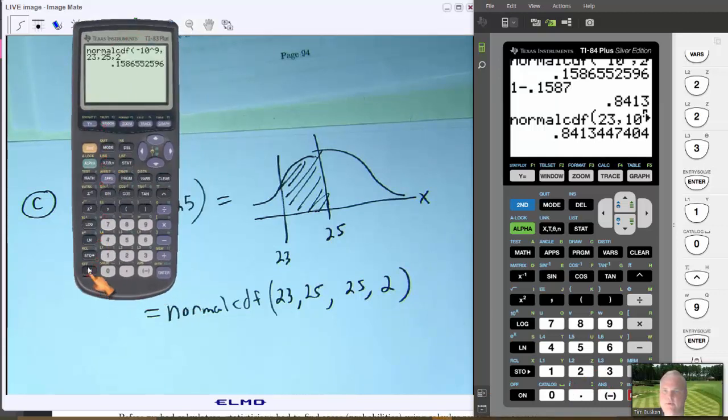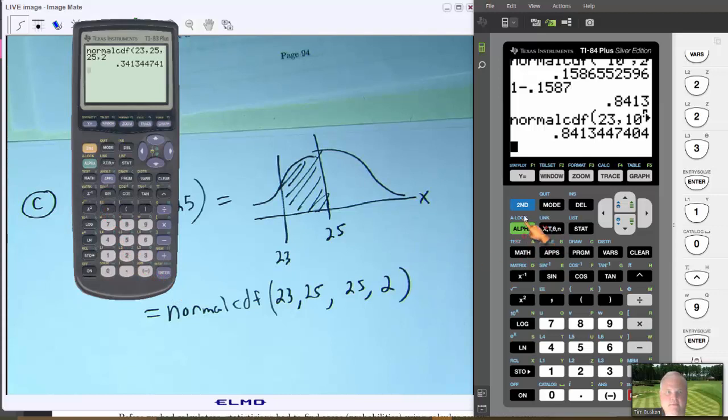So I'm going to clear that off and press second vars 2 to paste the normal CDF command to the calculator's home screen. 23, 25, 25, 2, and then hit enter.